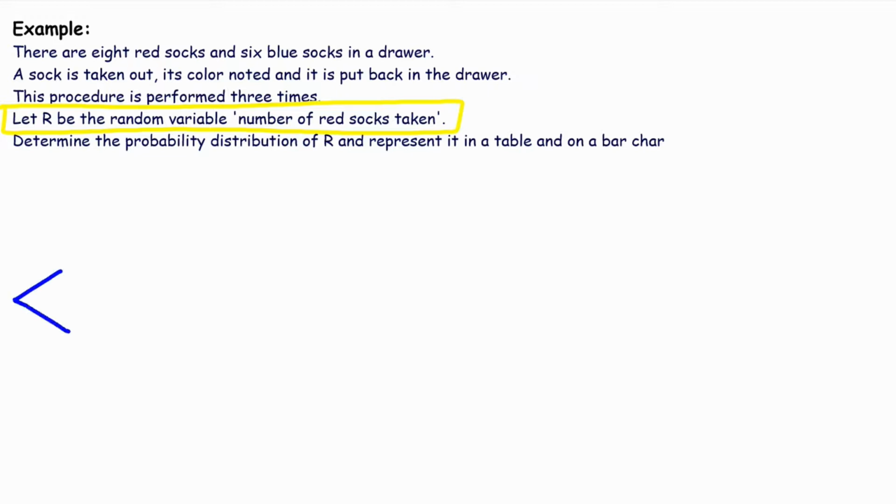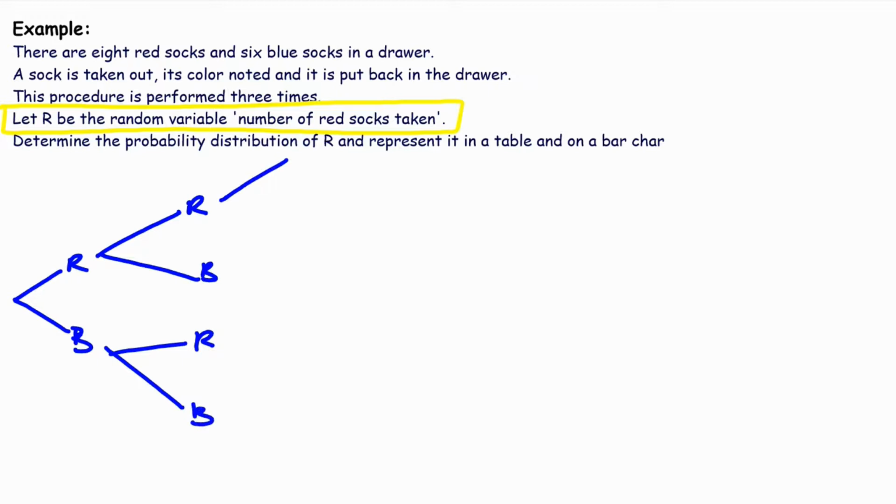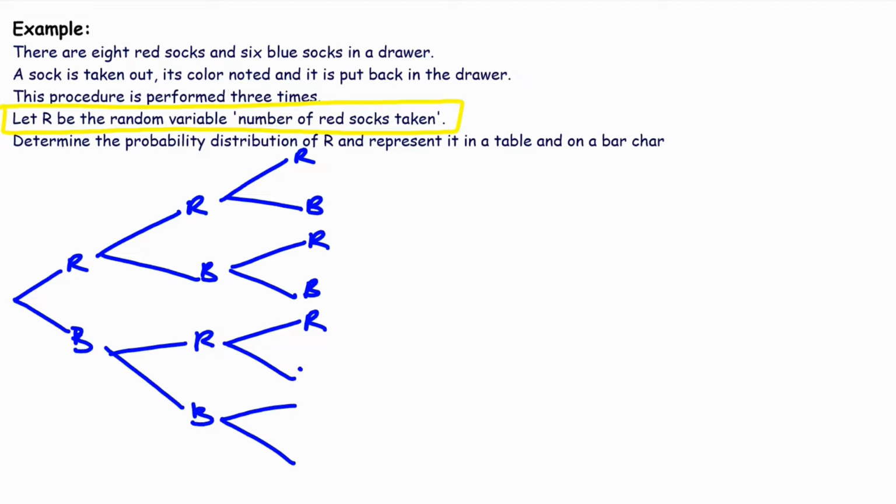So we have the first selection. We have red or blue, and this is the second selection. And then we have red and blue again, and then we have the third selection. So third selection. So we have again red, okay.